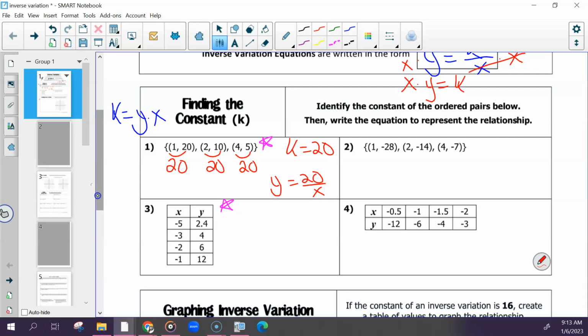So the biggest thing with these is keeping the equation straight, keeping what to do straight between the two. Questions on number 1?